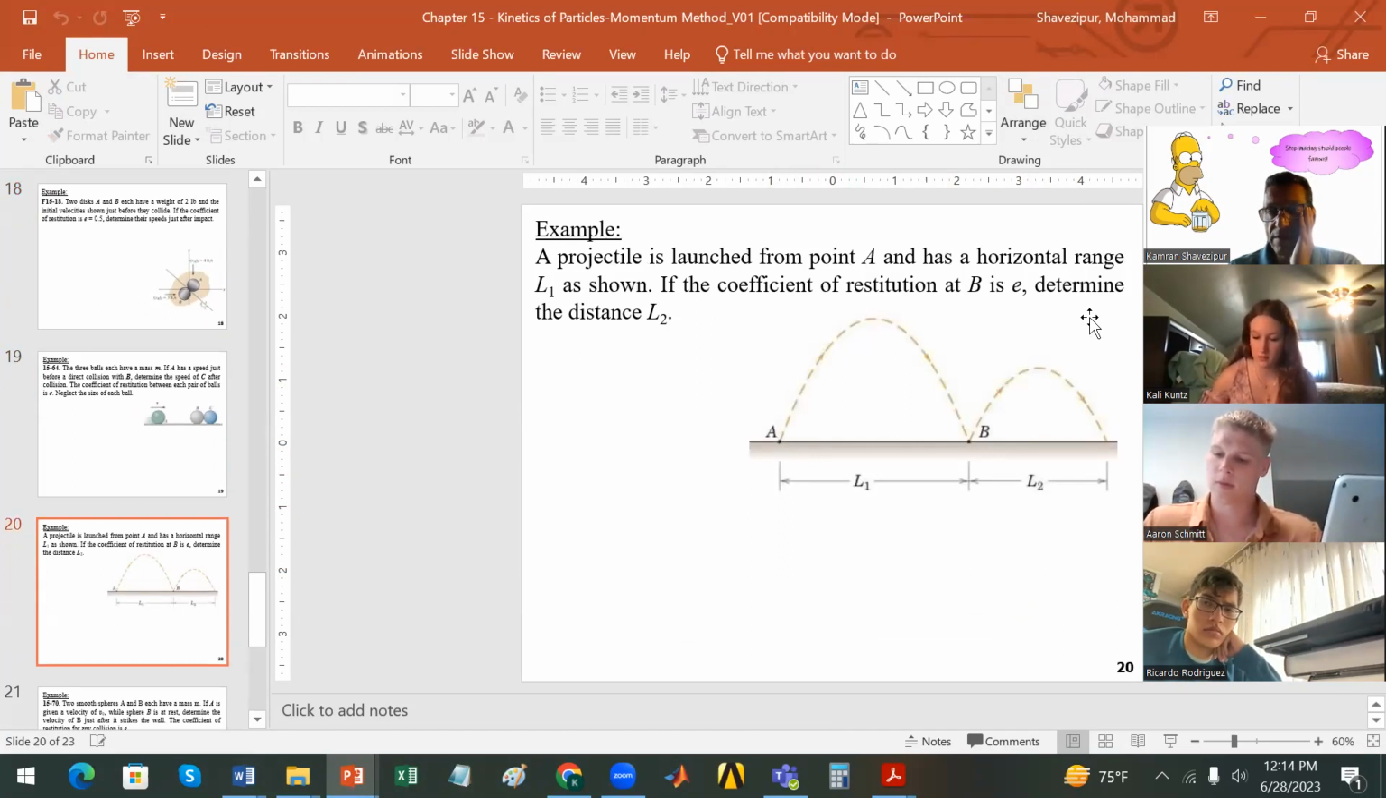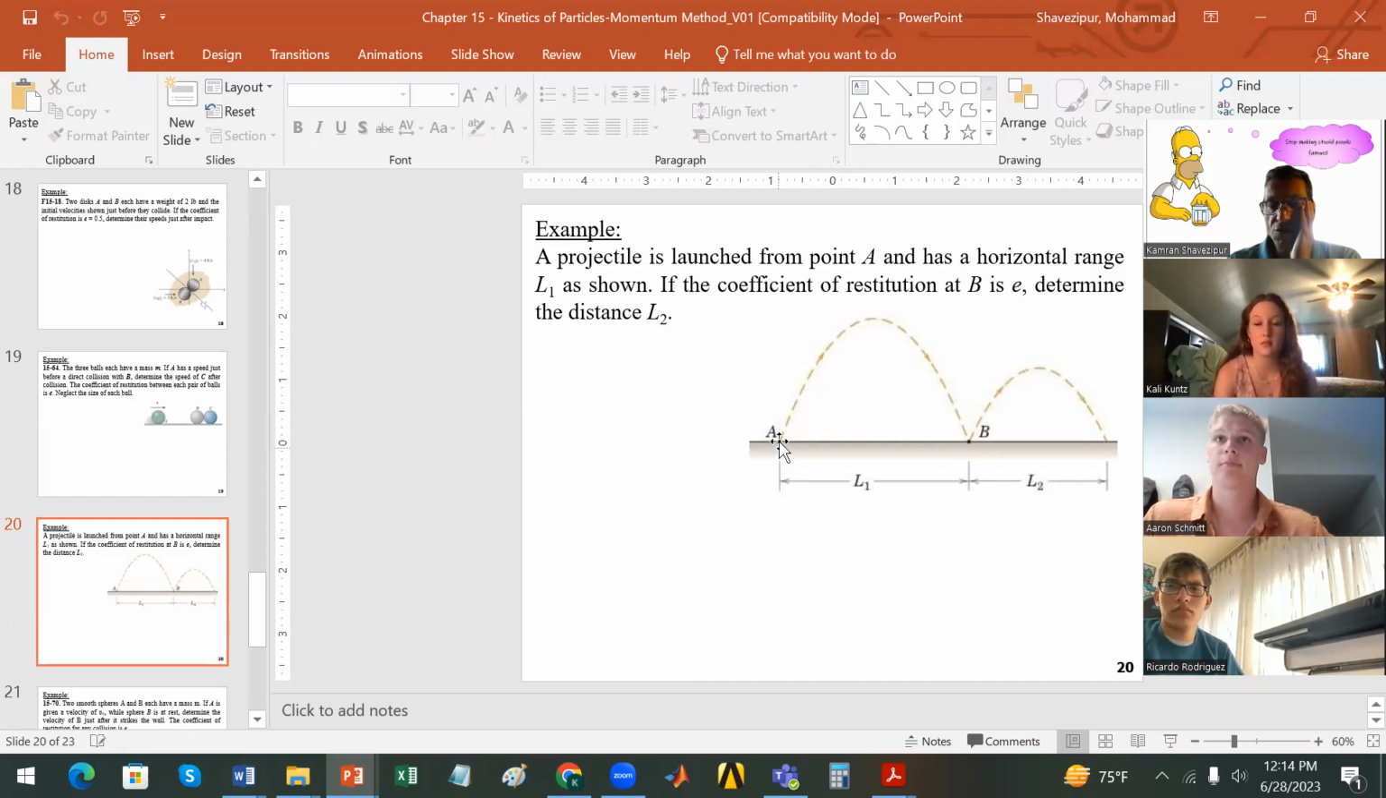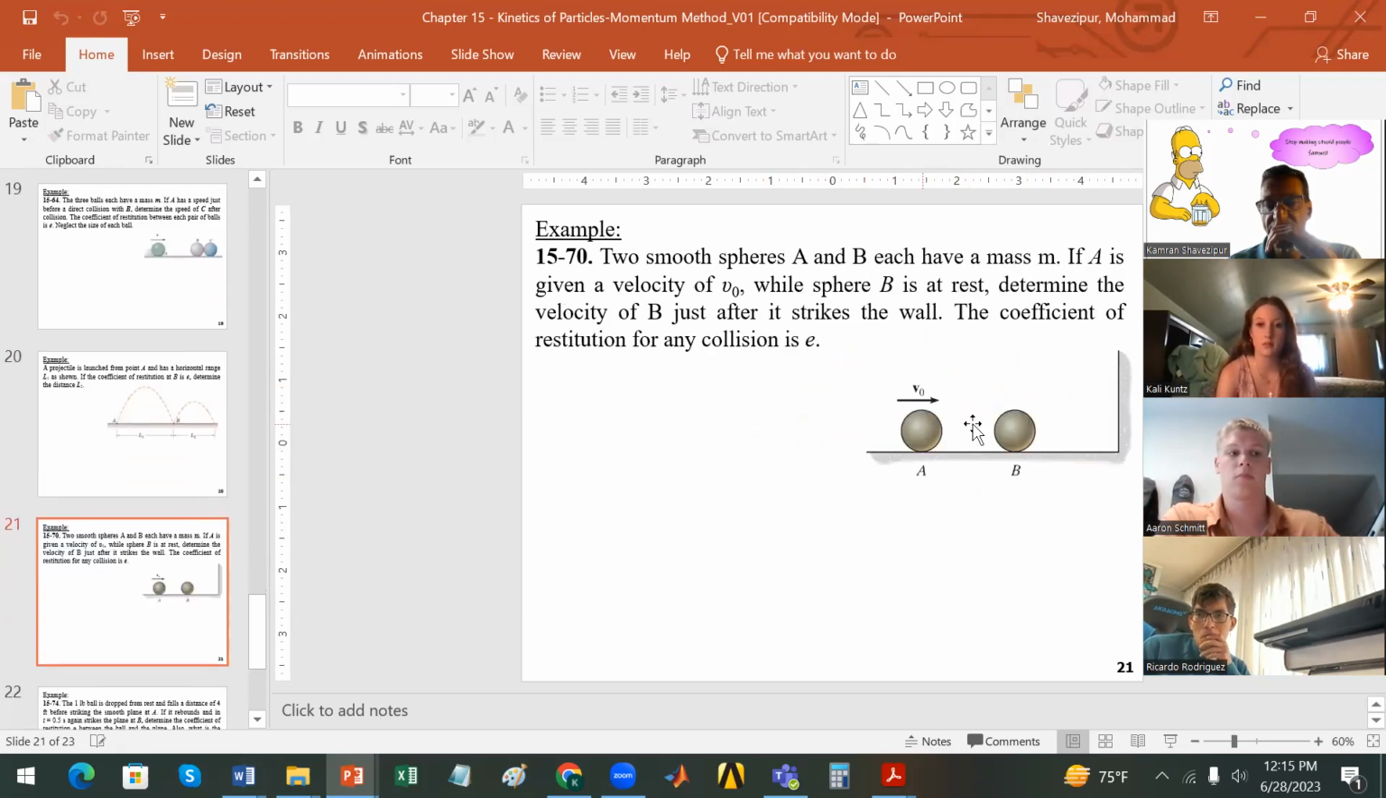Look at here for a second, please. It goes from A to B with a certain velocity. If you know the length and everything, you can determine how far it goes. And then when it hits here, it bounces with a different direction, maybe lower velocity, and then goes less. So again, you have a projectile, impact, projectile. So you can try that. This was again similar to the first problem we solved.